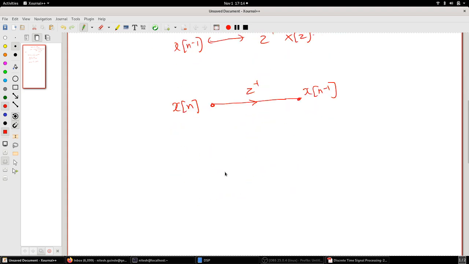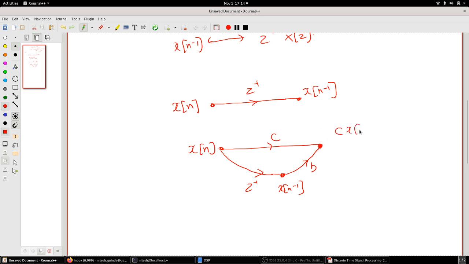So then another one is when I am trying to add, let's say x of n, and this is coming straight into c. Whereas this one I delay it, z raised to minus 1, so I get here x of n minus 1, and then I multiply this one here with a b. So what you will get at this particular point is c into x of n plus b into x of n minus 1. This is how it is.